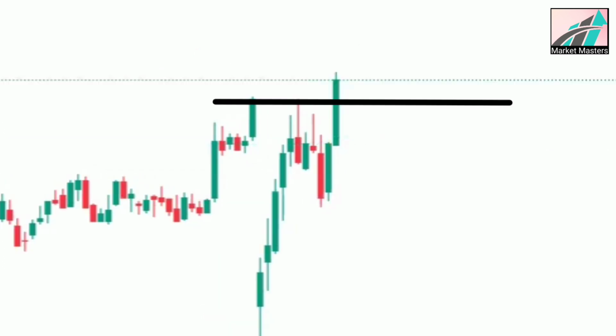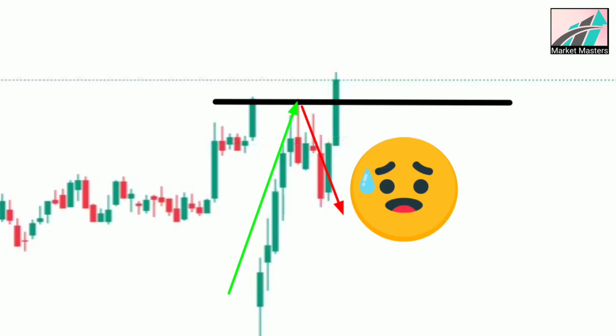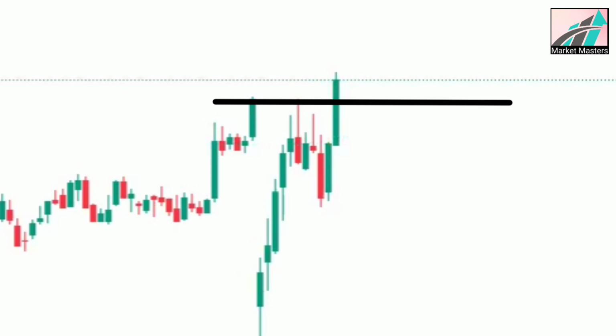After the pullback, price resumes its uptrend and breaks the previous external structure high. Traders who thought the pullback was a trend reversal and entered sell trades are now stuck in losing positions. This is why it's important to differentiate between a true reversal and a pullback, especially when complex pullbacks are involved. And this is exactly where structure mapping becomes so valuable.